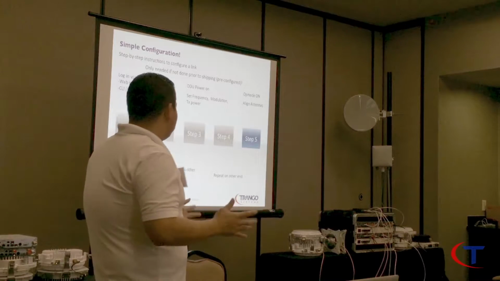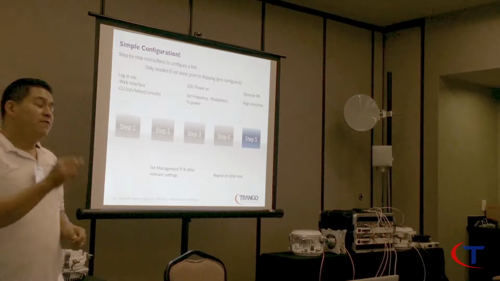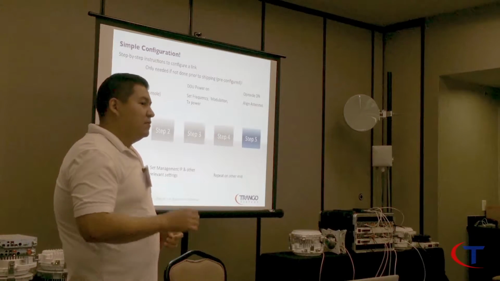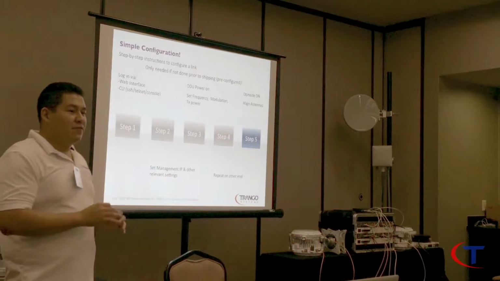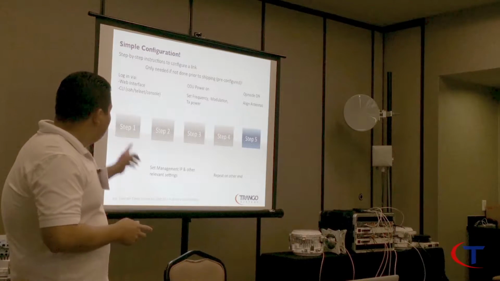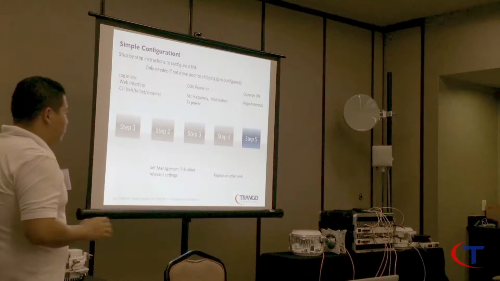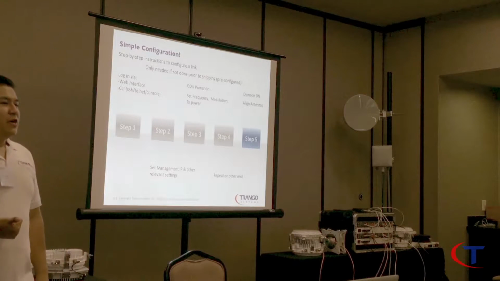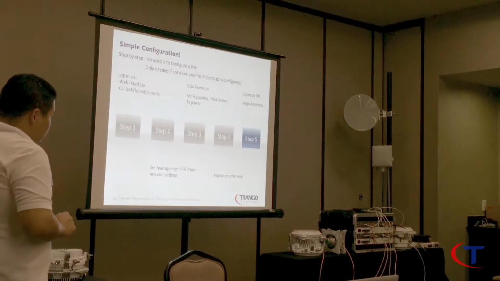5 steps, really simple. First, you can log in via the web interface or the CLI. When you factory reset the radio, there's going to be the same default IP every time: 192.168.100.100. That is the default IP for every Triangle radio. Once you log in via the web or the CLI, first thing you want to do is set your management IP and relevant settings. By that I mean IP, subnet, gateway, SNMP managers, NTP servers, FTP server, all that information.